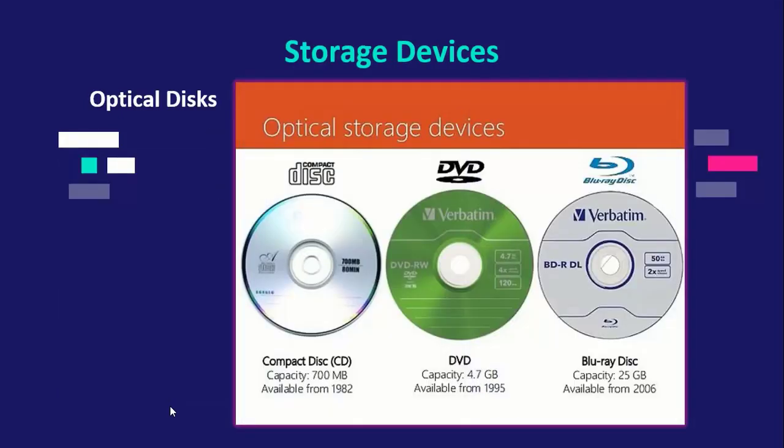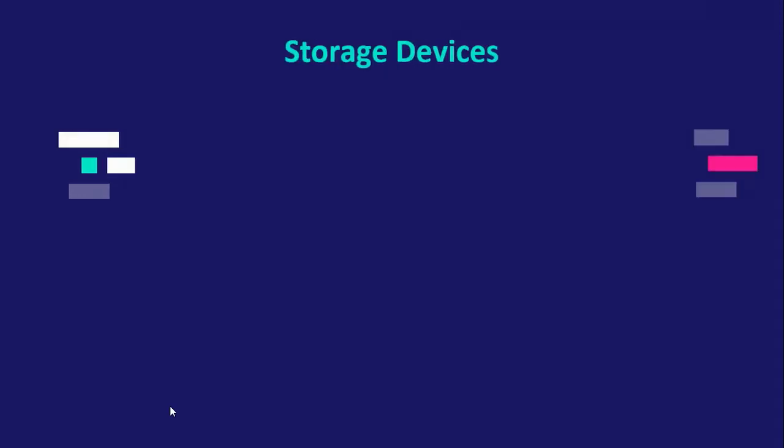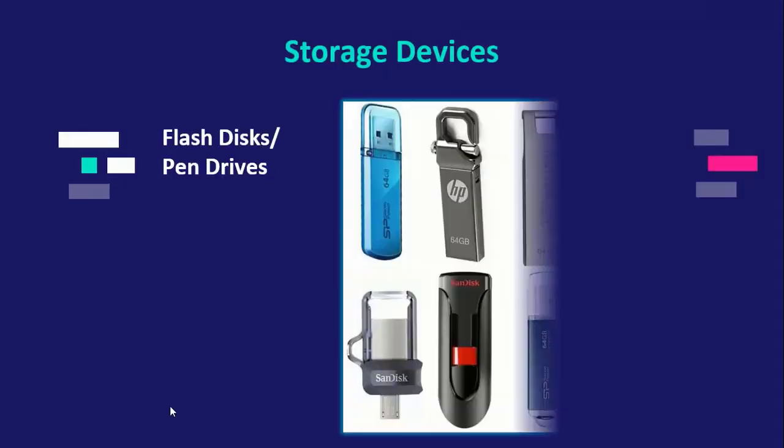And then, of course, the optical discs. Iba-ibang klaseng discs. Compact disc, DVD, or digital video discs. And then we have the Blu-ray discs. Ang kaibahan nila is yung capacity, as you can see. Blu-ray ang pinakamalaking capacity. And then also, we have flash drives or pen drives.